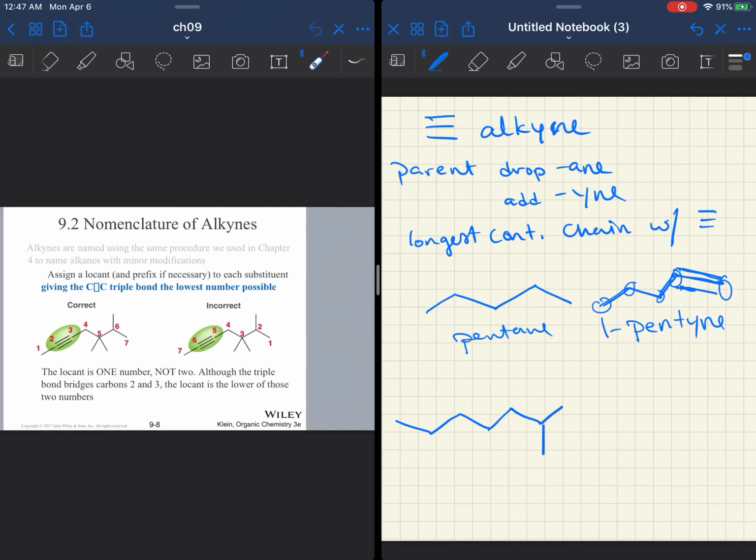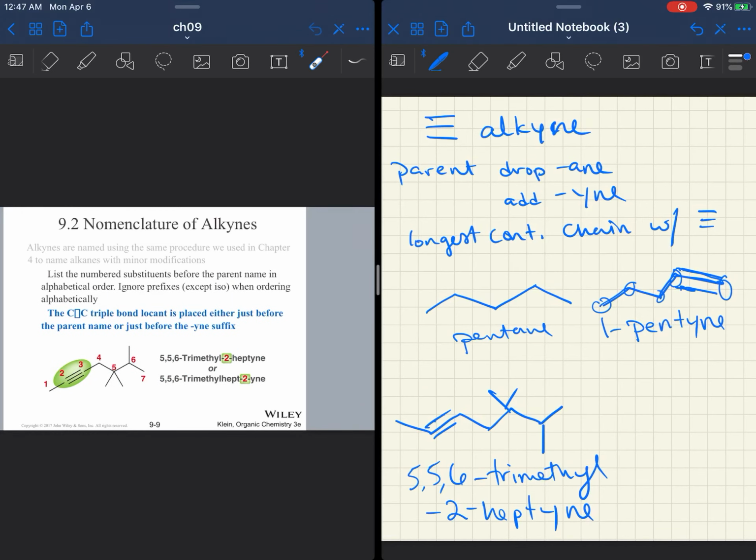Let me just draw this really quickly. 1, 2, 4, 5, 6. 1, 2, 3, 4, 5, 6, 7. All right, I made some choices here where I seem to have flipped it over, right? That's how I might draw it, where I've got the bend. This is going to be a 5, 5, 6 trimethyl.